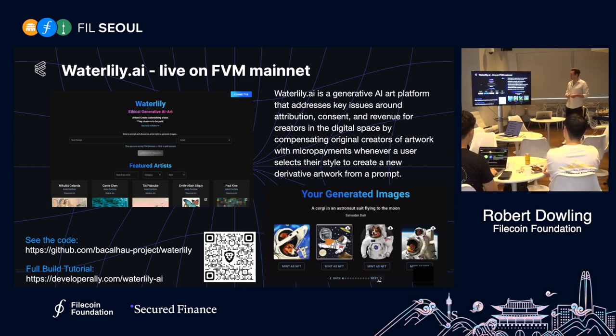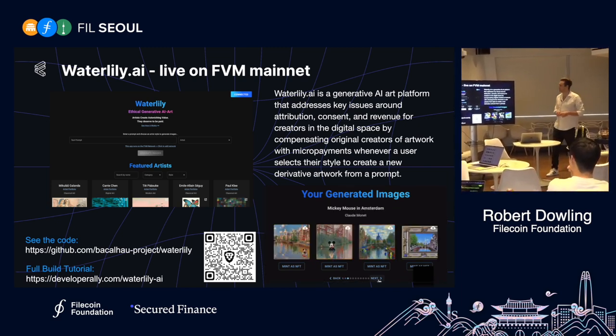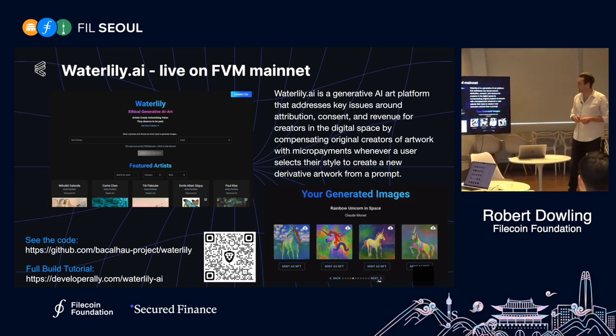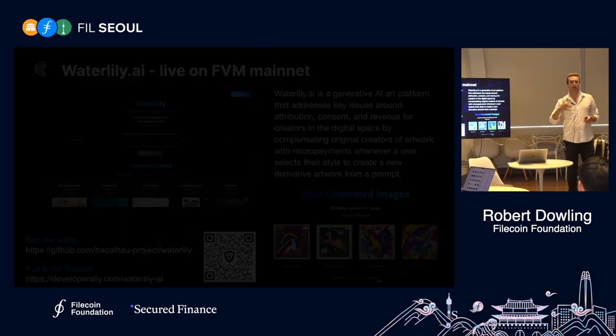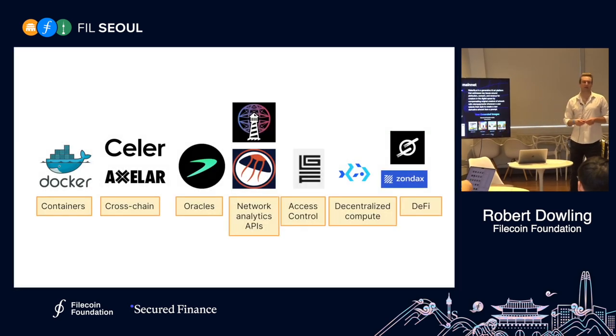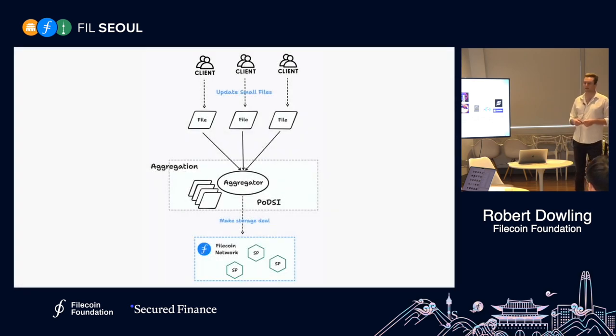Water Lily is a very interesting app that's been built on top of Filecoin. It's live, it uses FVM, it's generating AI art, and they use FVM also to ensure that some of that revenue actually goes back to the creators on which this AI art is inspired by. Okay, these are some of the really interesting tools that are live or being built for FVM. You have access controls, network analytics, oracles, containers, all things that will help you understand what's happening on FVM so you can better build on FVM.